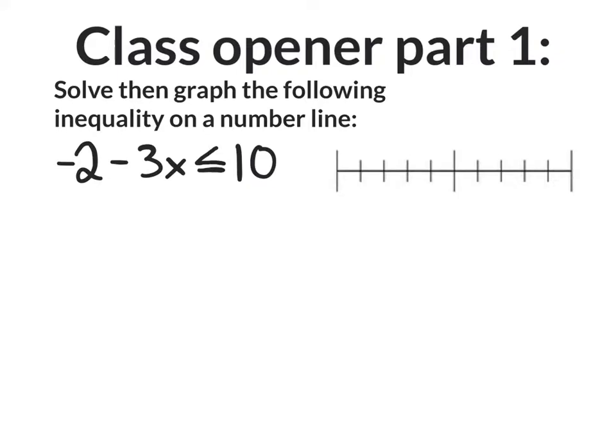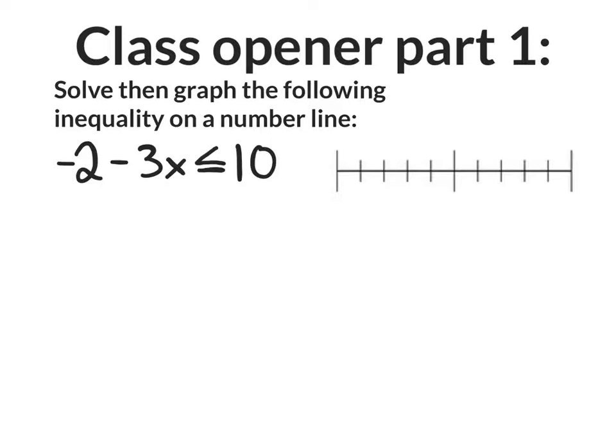So on this class opener, we're reviewing inequalities, solving inequalities in a single variable. It's just x. There is no y. They want us to solve this to get x by itself, and then after we get that answer, we want to graph it on a number line. Okay, so x is the movie star. You want to get it by itself.